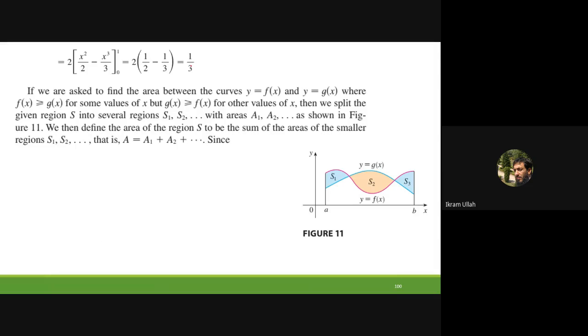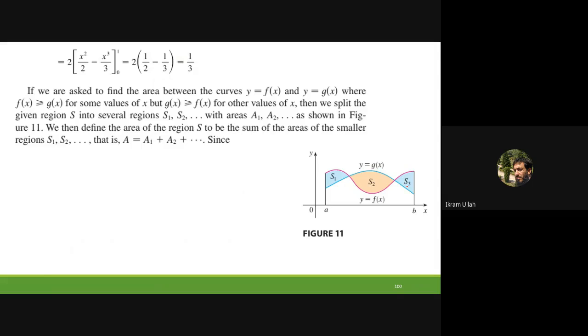If we are asked to find the area between the curve y is equal to f of x and y is equal to g of x, where f of x is greater or equal to g of x for some values of x, you can see that in this region, in the interval a to b, f of x is greater or equal to g of x. But in this region S2, y is equal to g of x. This is the curve of g of x, and this is the curve of f of x. So here g of x is greater or equal to f of x.